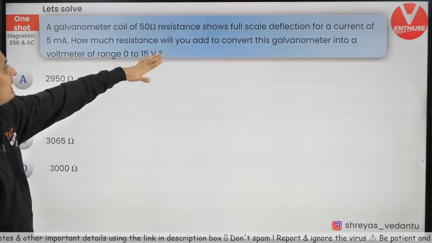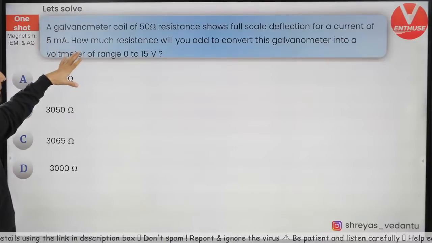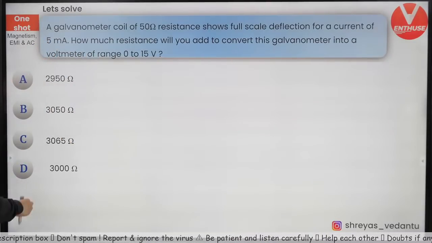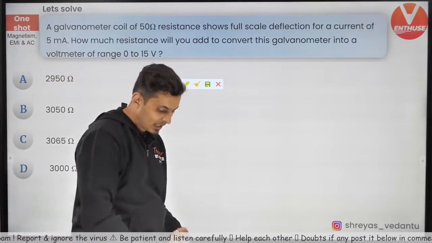A galvanometer coil of 50 ohm resistance shows full scale deflection for a current of 5 milliamperes. How much resistance will you add to convert this into a voltmeter? Very interesting. So we will solve a question on voltmeter also. Okay, let's do this.